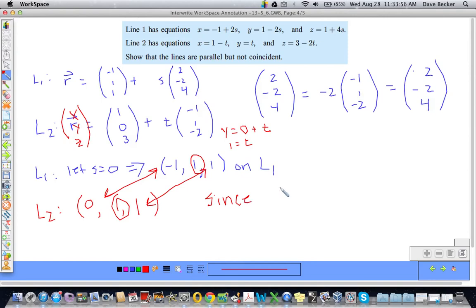If you had to write it out, you could say since (-1, 1, 1) is not equal to (0, 1, 1). Oh wait, these are the same. Oops, these are the same. Sorry about that. But I have one difference here. Since this is not the same coordinate as this, and I've shown they're parallel, they are not coincident lines. Okay, I'm going to stop, take a pause, and we only have one more example to go.